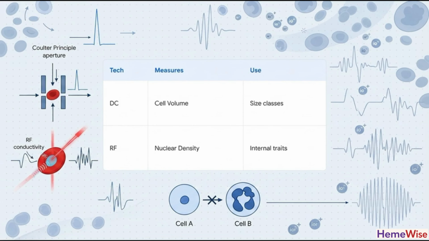How do they do it? Advanced machines hit these cells with multiple forces at the exact same time. They use direct current to figure out the total cell volume, while special lysing reagents expertly strip the cell membrane. But the real magic is high-frequency radiofrequency conductivity. The RF actually penetrates right into the cell to look at the size and density of the nucleus. Because of this, 2 cells that look totally identical in overall size on the outside can be easily told apart by their completely different internal structures.